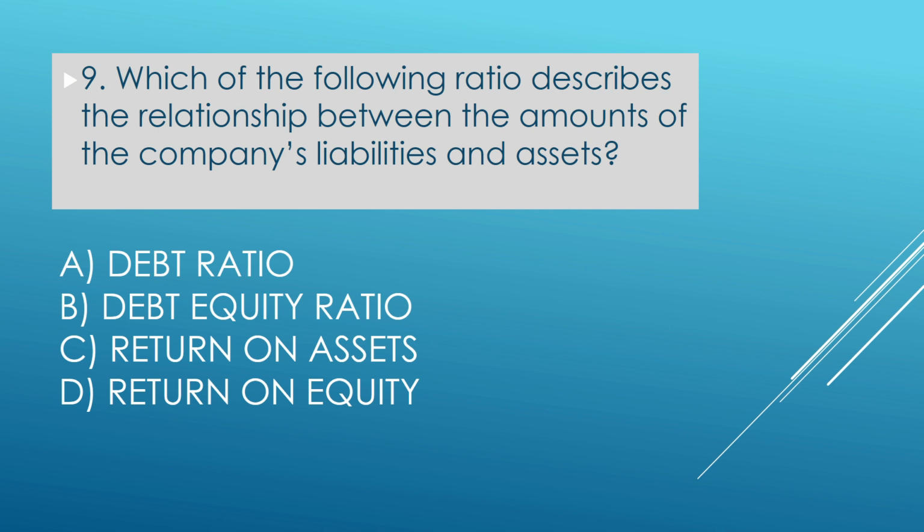Which of the following ratios describes the relationship between the amounts of a company's liabilities and assets? The correct answer is debt ratio. This is the ratio that will describe the relationship between the company's liabilities and assets.